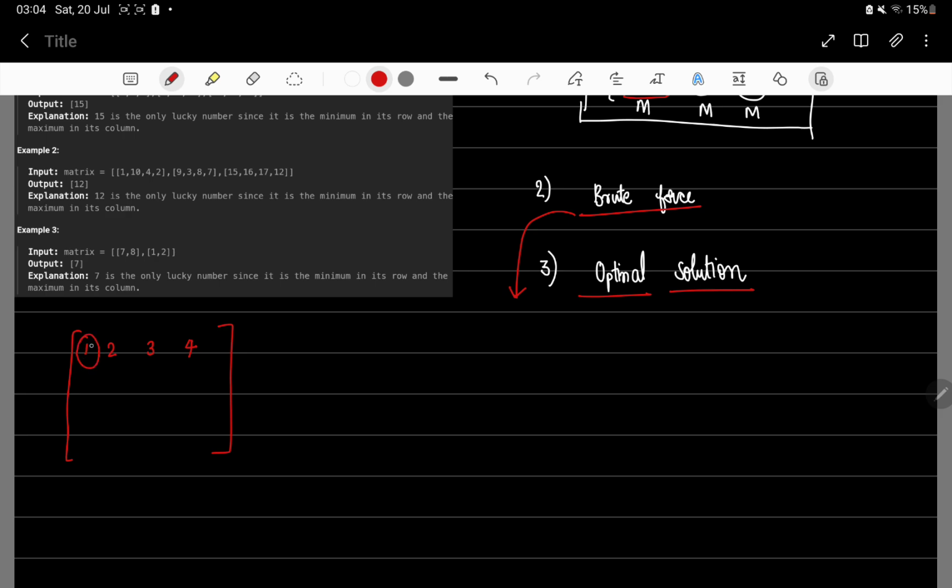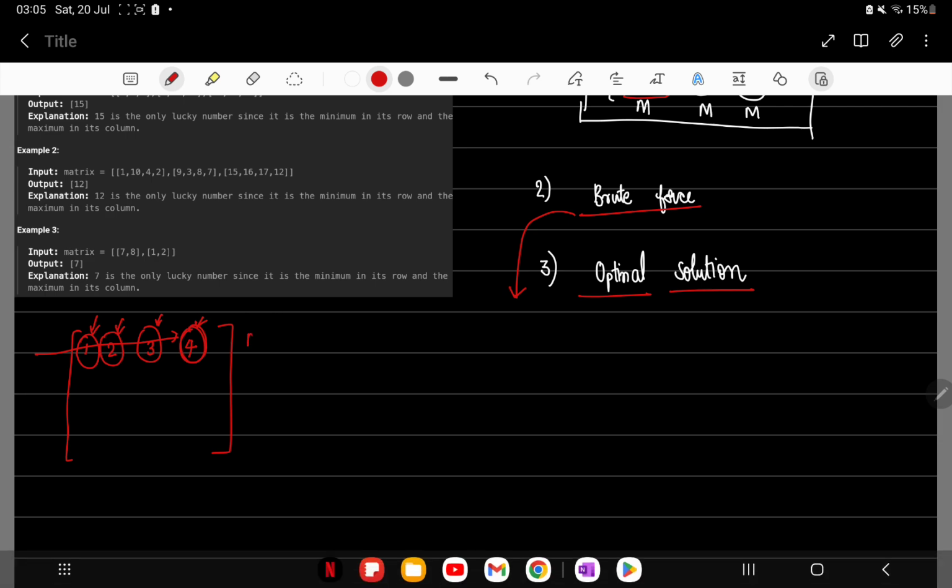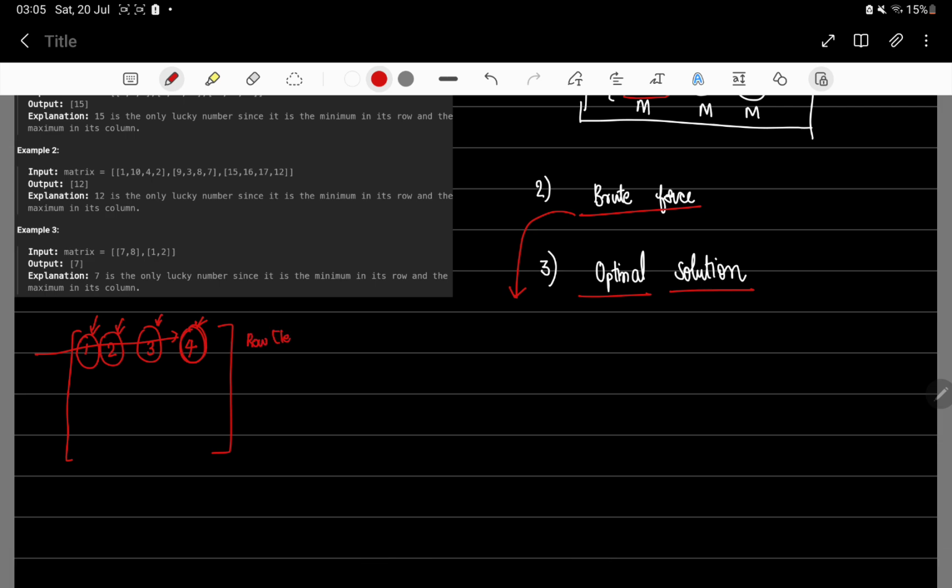We need to go on each of the elements, and then for each element I'll check if it is the least among its row's elements while being the maximum among its column's elements, finding the maximum and minimum for each of them. So there are m into n elements, and for each of them I'm doing an n plus m operation.